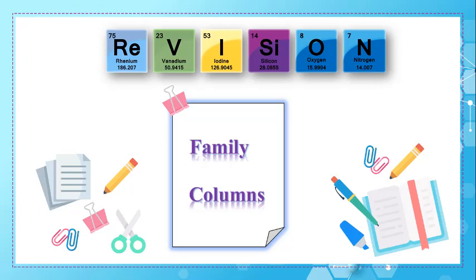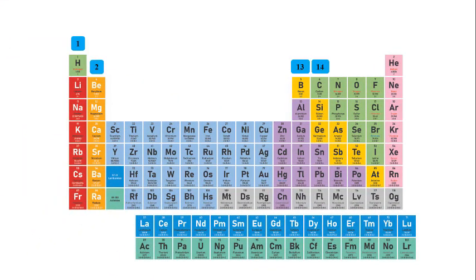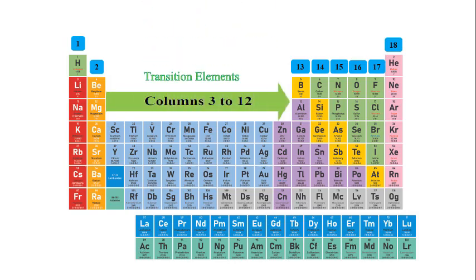of the periodic table. Elements in columns 1, 2, 13 till 18 are called main group elements. Elements in columns 3 till 12 are called transition elements. Elements in column 1 belong to group 1 and they are called alkali metals. Elements in column 2 belong to group 2 and they are called alkaline earth metals.